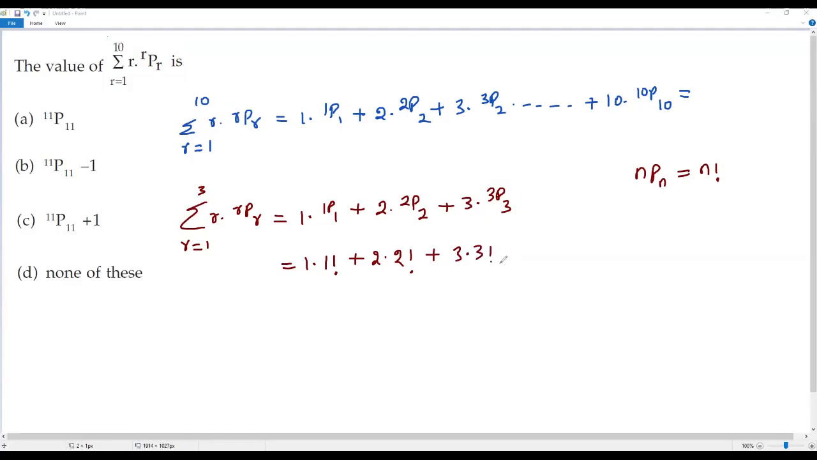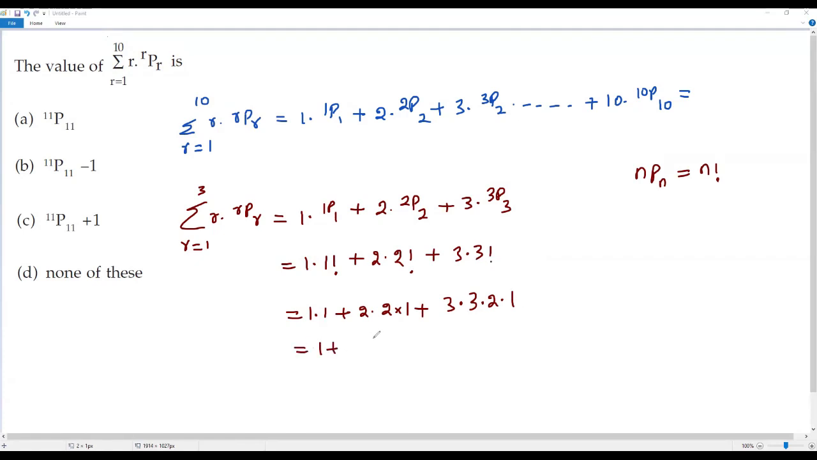That is 3 factorial. Then we get 1 times the value of 1 factorial, which is just 1, plus 2 times the value of 2 factorial, which means 2 times 1, plus 3 times the value of 3 factorial, which is 3 times 2 times 1. That is, 3 is reduced down to 1, and we multiply all the consecutive integers.